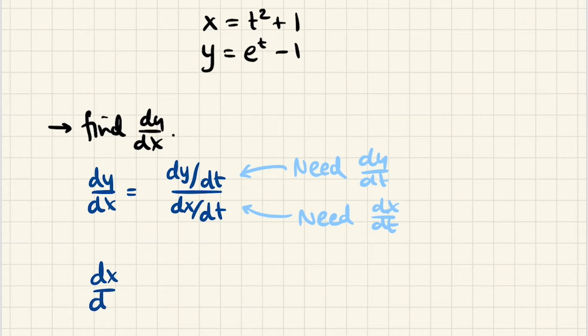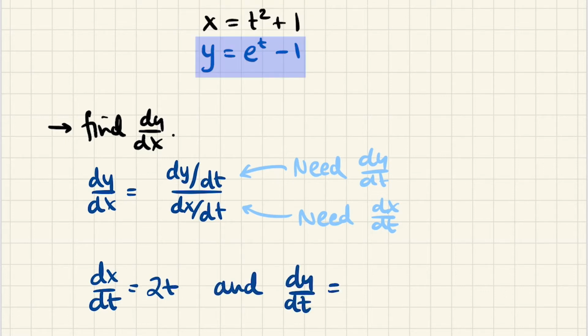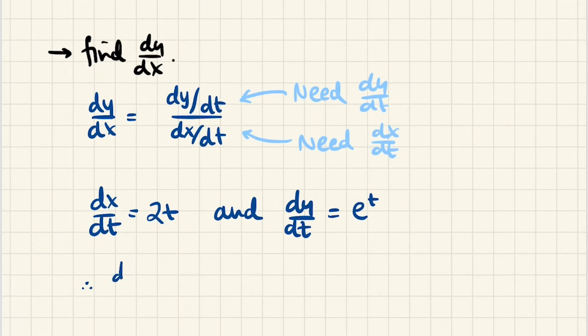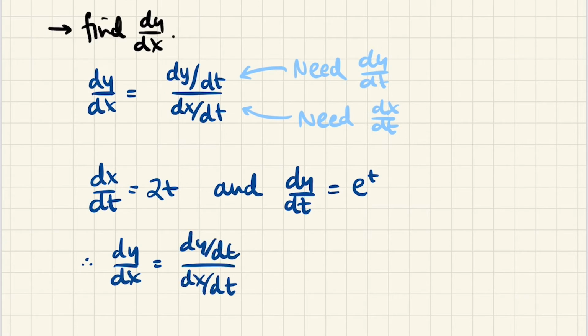Okay, so dx dt is the derivative of t squared plus 1, so that's 2t. And dy dt is the derivative of e to the t minus 1, so that's just e to the t. So returning to our dy dx, which is what we're really after, we can now put the pieces in. So dy dt in the numerator, that's e to the t, divided by dx dt in the denominator, that's 2t. So very good, we found our dy dx.